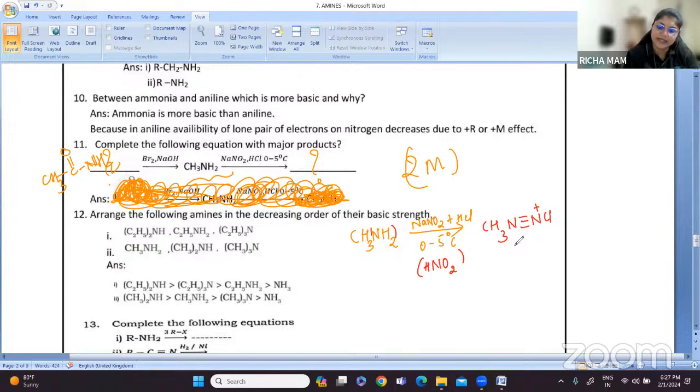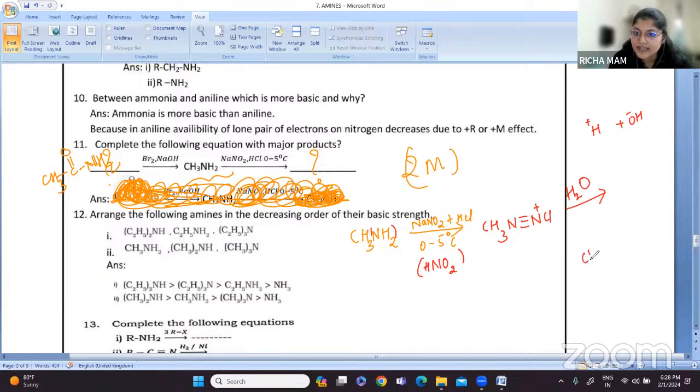A diazonium benzene, that is not benzene, methyl diazonium. Okay, it is a methyl diazonium chloride. Now further, when you treat it with water, what will you get? Water, H2O, gives H plus and OH minus.